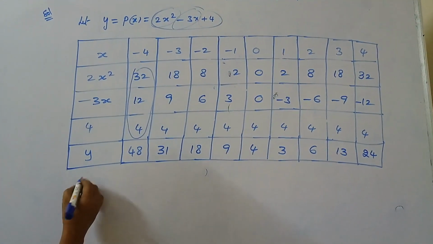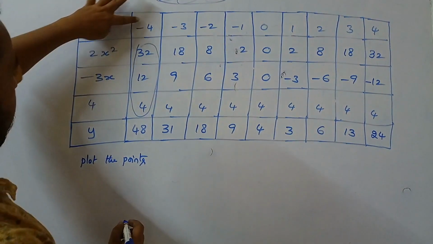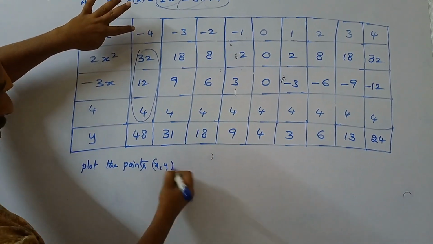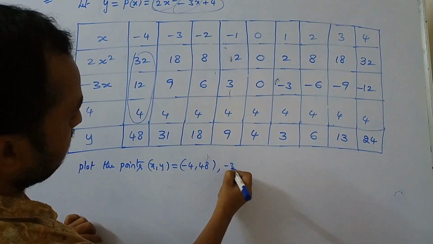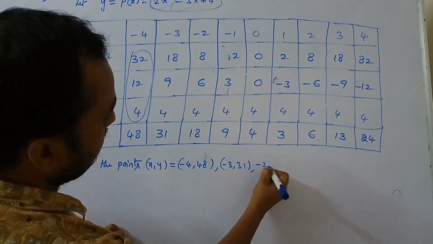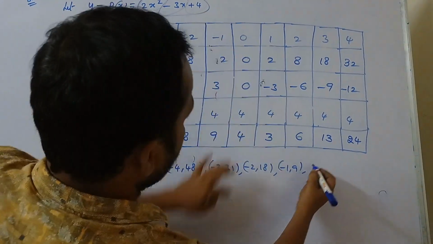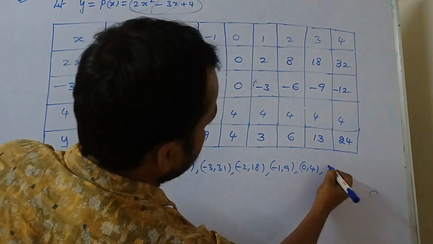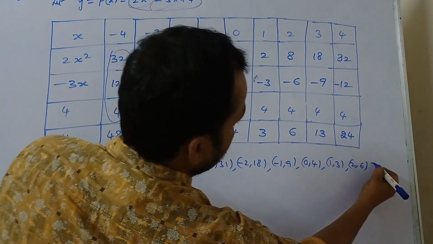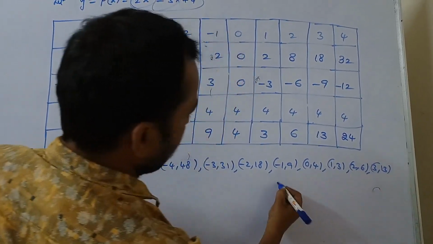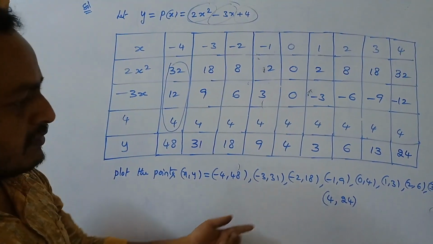Now plot the points, first and last x comma y: minus 4 comma 48, next minus 3 comma 31, next minus 2 comma 18, minus 1 comma 9, next 0 comma 4, next 1 comma 3, next 2 comma 6, next 3 comma 13, next 4 comma 24. Now use these points to draw the graph.